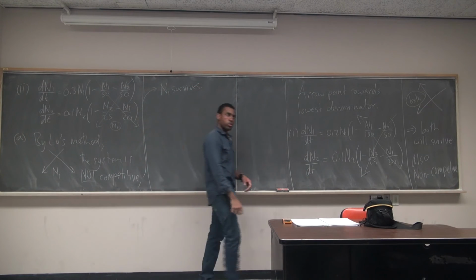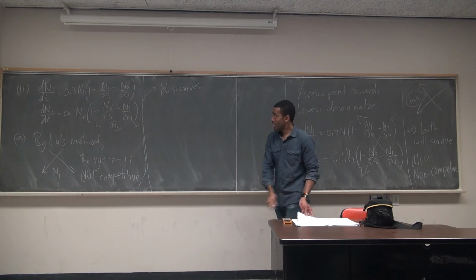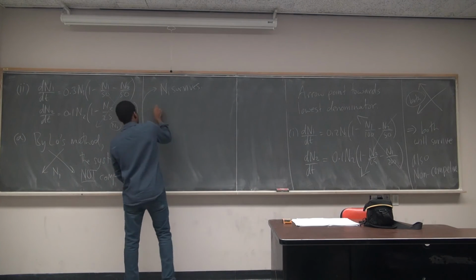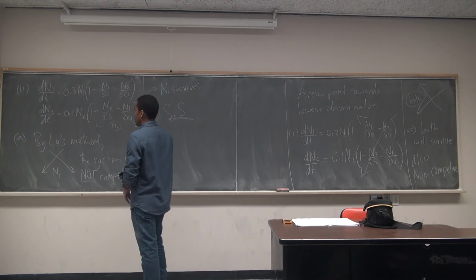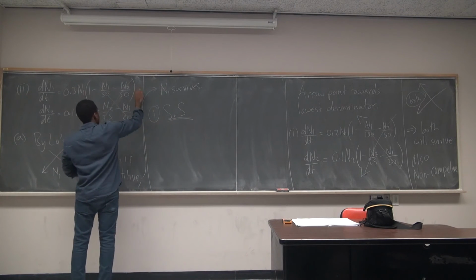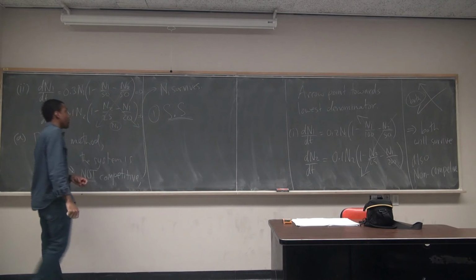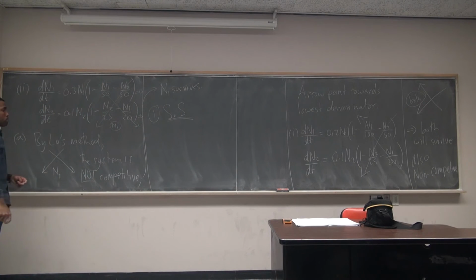Let's actually see if that's true. So now we're going to go through step 1, steady states. So if I set this equal to 0, and that equal to 0, Why are you saying that it's not competitive? Because only one survives according to Lowe's method. Only one's going to survive. We know that from Lowe's method. Doesn't that make it competitive? How's that competitive? Because one survived.